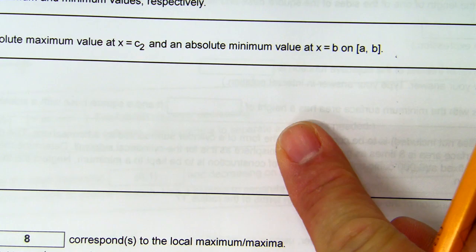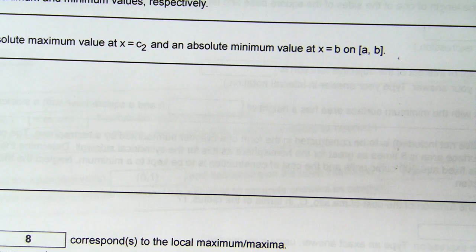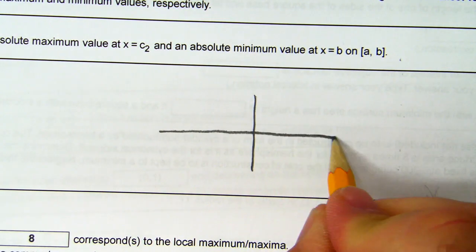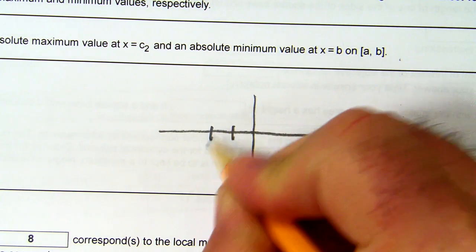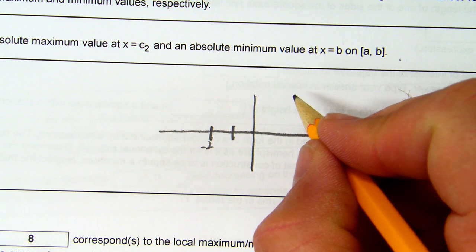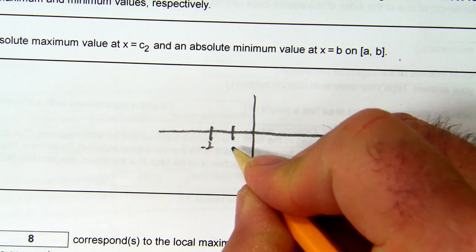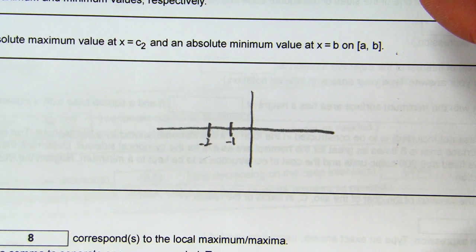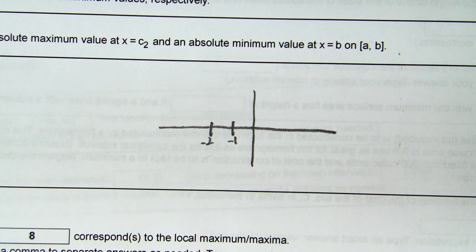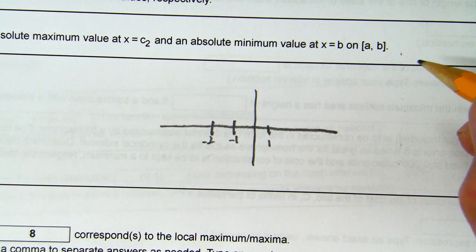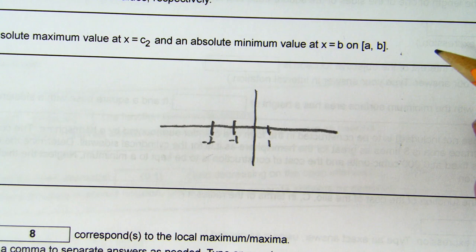When I go to draw my graph, I know that at -2, and I know that at -1, we have to have a place where the graph has a tangent line slope of 0. It has an absolute maximum at x equals 1. So at 1, I'll have a max. And it has an absolute minimum.